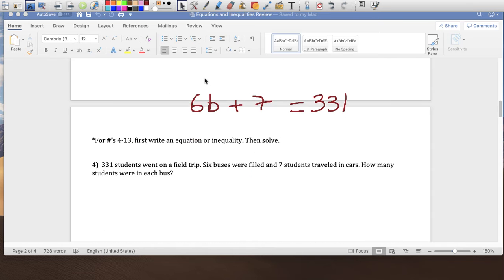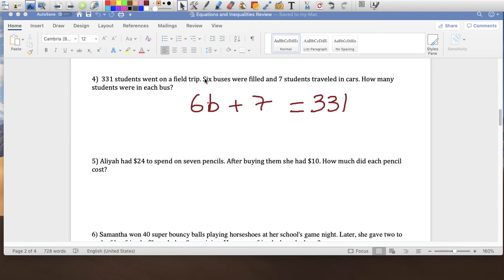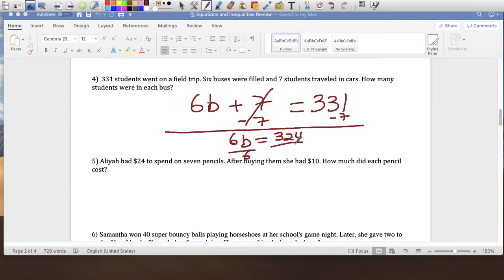So how many kids per bus, right? So minus 7. We're going to do this straight away. Then we get 6b equals 324. I'm going to divide both sides by 6. Divide this by 6. Divide this by 6. And we know that each bus had 54 students. Okay, probably one of those big coach buses.